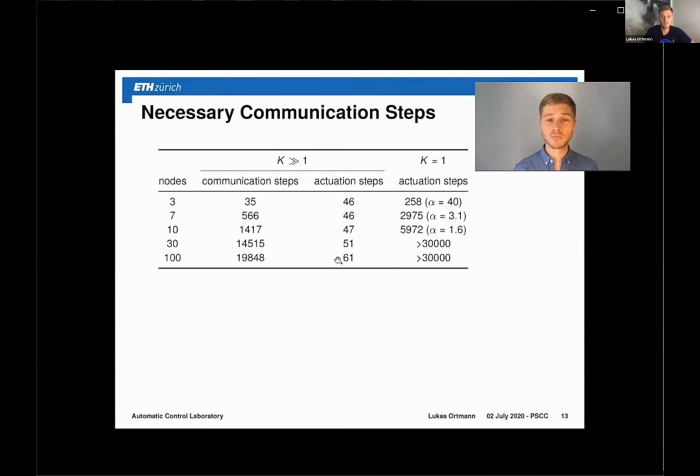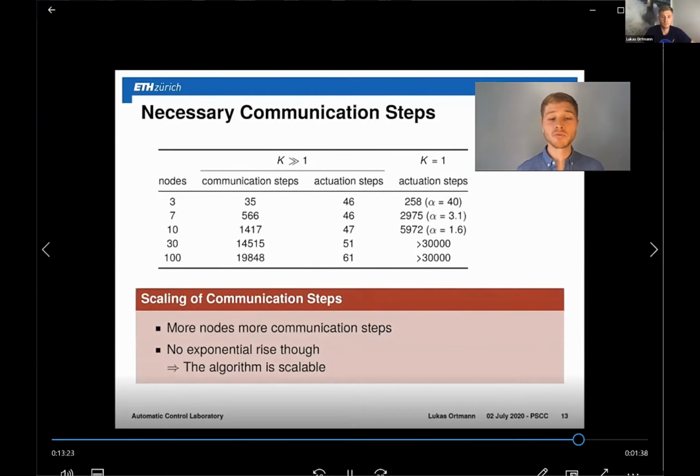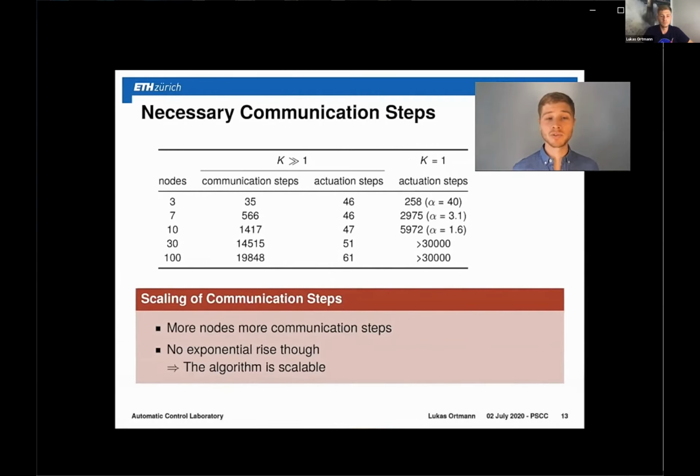But because we do all these steps, the actuation steps don't really change. So from t to t plus 1, we would only need to do that 50, 60 times to converge to the voltage band. However, if we would only do 1 communication step and then do an actuation step and then do 1 communication step again, then we would need a massive amount of actuation steps, so steps from t to t plus 1, and therefore convergence would take a very long time. And so we can conclude that if we have more nodes, we need more communication steps, but it's not an exponential rise, and therefore we think the algorithm is scalable.